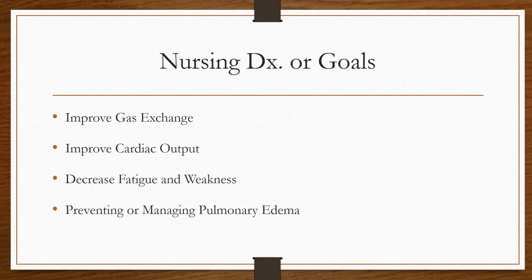Decrease in fatigue and weakness. These people tend to be very tired and weak based on the lack of either oxygen or the fact that their heart's not beating correctly. And you want to be able to get them to still move and get some sort of exercise, but in the same sense too, they also tire out very easily. So group things together. If you're going to go into the room and do certain things, then don't do them every hour. Kind of bundle them together so you can go in, get it all done, and let them rest.